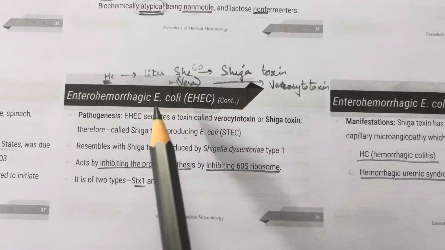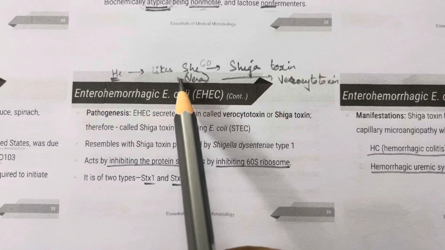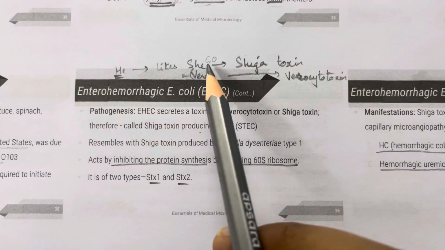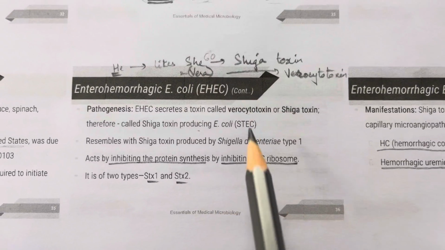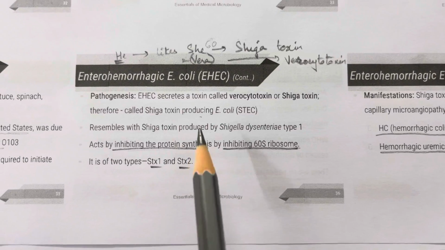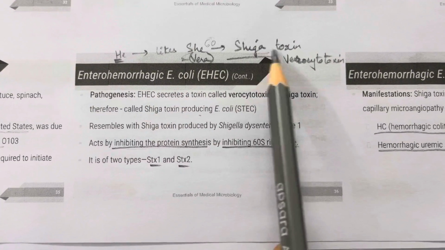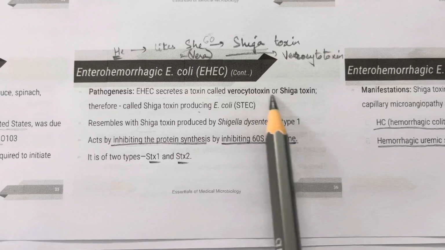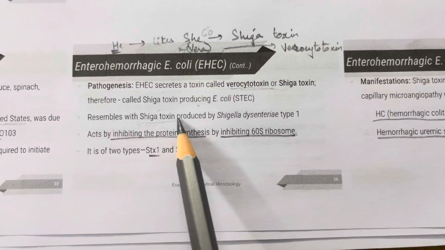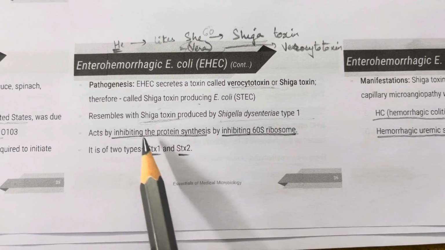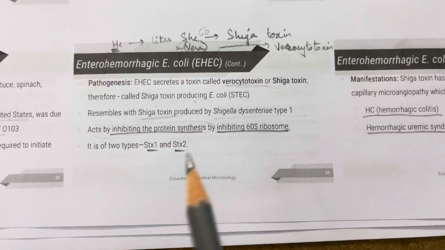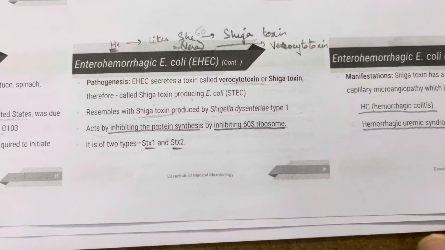So pathogenesis, so he likes Shiga, okay, so Vero, it is cytotoxic on Vero cell lines. So basically Shiga, S also for 60, right? So ribosomal subunit, 60S ribosome is inhibited, so it inhibits protein synthesis. And this Shiga, right? So it actually secretes a toxin called Vero cytotoxin or Shiga toxin, and it resembles the Shiga toxin produced by Shigella. So it inhibits the protein synthesis and inhibits 60S ribosome. It is of two types, STX1 and STX2.